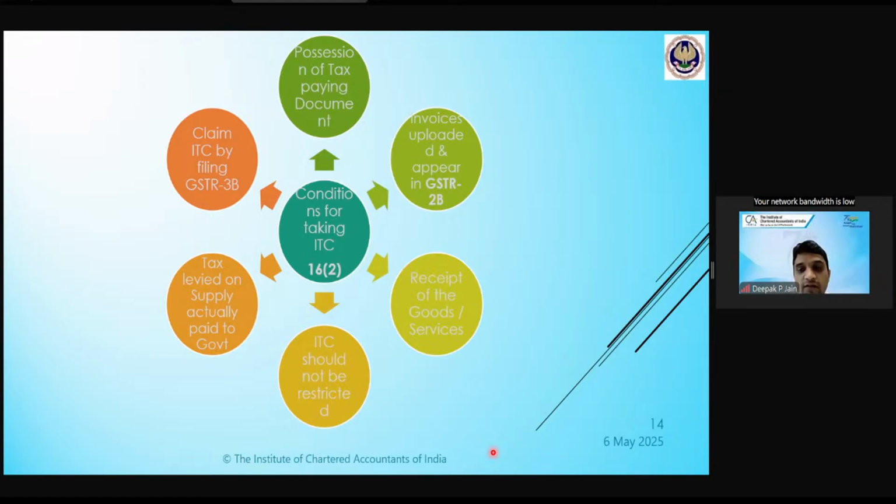Any doubts here? Clear. ठीक है. So we'll delve into each of these, because in each of these there are also some intricacies.